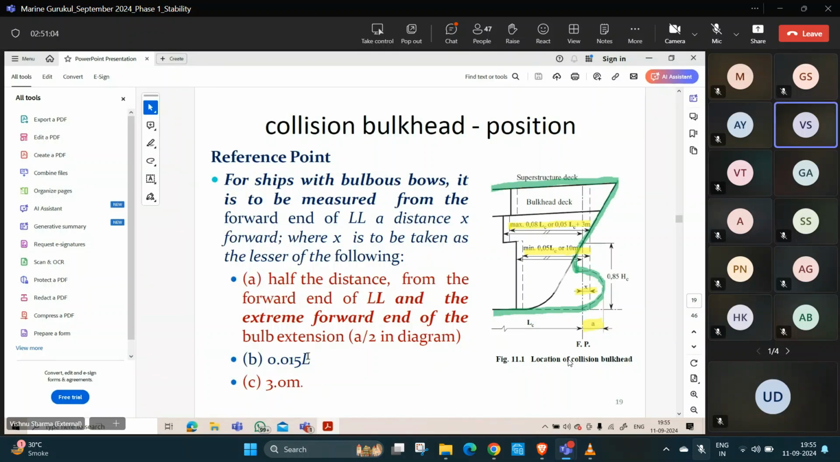1.5% of the length of the ship is the second option. And 3 meters is the third option. So between these three, whichever is the least, that will be the value of X. And so many meters forward of this forward perpendicular, you will have the reference line from where the distance will be measured. Is that clear?